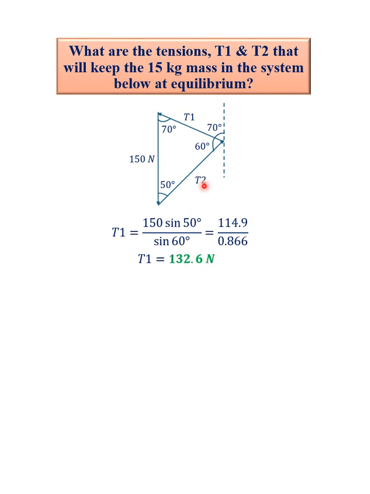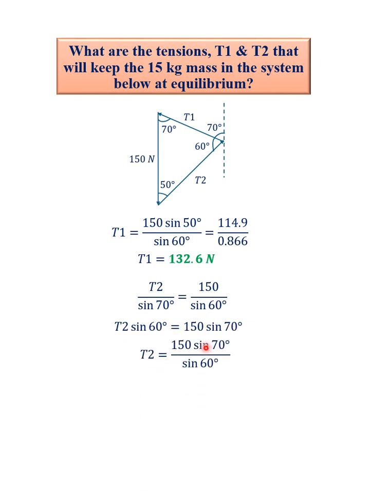Let's obtain T2 using the same sine formula. So we can say T2 over sine 70, because sine 70 is facing T2, equal to, let's pick 150 over sine 60. You could also pick T1, which we have obtained as 132.6 over sine 50, but any one of them is fine. So to obtain T2, again we cross multiply, so we have T2 sine 60 equals 150 sine 70. Dividing both sides by sine 60, T2 equals 150 sine 70 divided by sine 60. If you put these values in the calculator, T2 will give you 140.95 divided by 0.866, and this gives us a value of 162.8 Newton. So the tension T2 is 162.8 Newton.